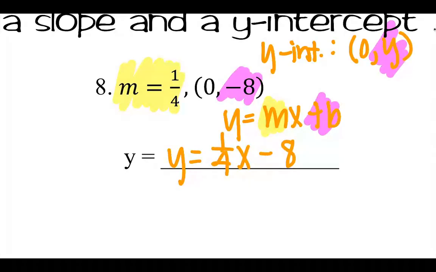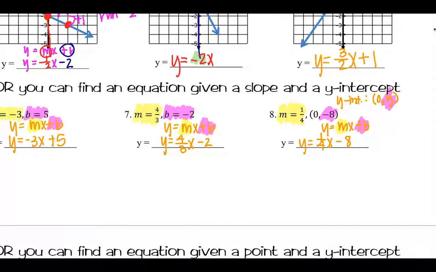How are we feeling? Those aren't too bad. If it gives you an m and a b, you're good to go. Or if it gives you a point, 0, negative 8, that's your y-intercept because I'm going over 0. I'm staying on that y-intercept and going down 8. Okay, let's look at the back.